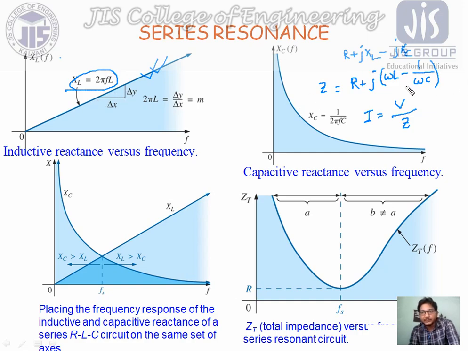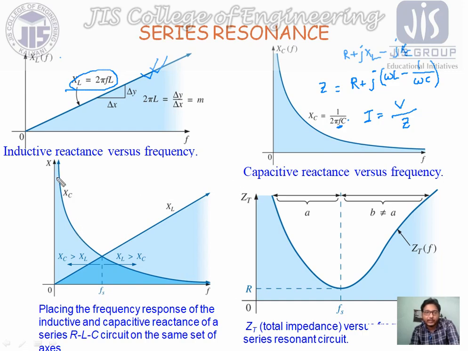Similarly, for the capacitive reactance, that is minus jXC, or minus j by omega C, and XC is equal to 1 by 2 pi FC. So if we increase this F and keep C constant, we will see that XC decreases. So at the increment of F, our XC value is decreasing. So we get these types of graphs.